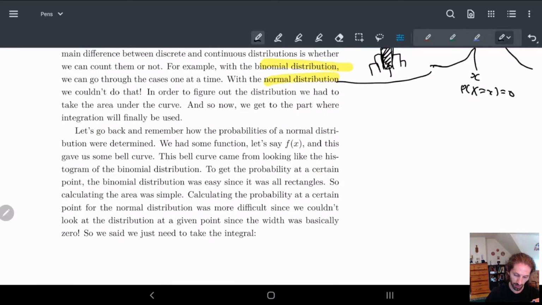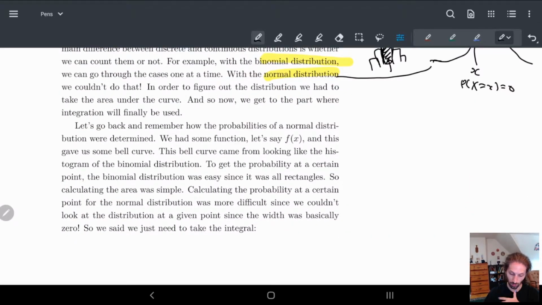So let's go back and remember how the normal distribution was made. Basically, we started off with some function. In the normal distribution, this was phi of x, which was 1 over root 2 pi, e to the minus x squared over 2. We'll just do the easy standard one. That was the function, and this is what gave us this bell curve, right?